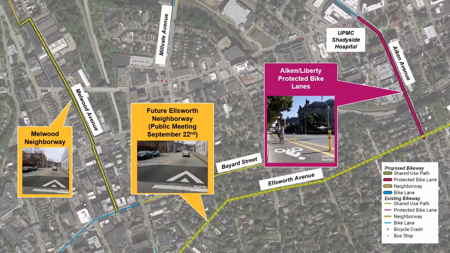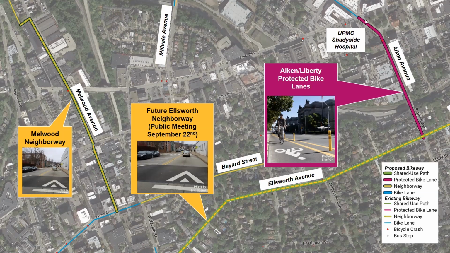Today we will talk about the two projects that are in the Bloomfield and Shadyside neighborhoods. But before getting into that, we just want to give an overview of the projects that are happening in your community. As you can see on your right, we have Aiken Avenue that we will discuss today, which will get connected through another project that's happening in the Ellsworth neighborhood. We have a public meeting coming up on September 22nd, and I request you all to join if you're interested to see what's going on in that Ellsworth neighborhood.